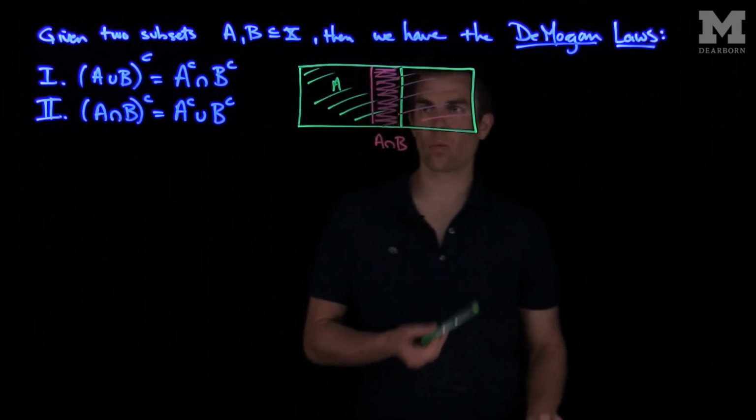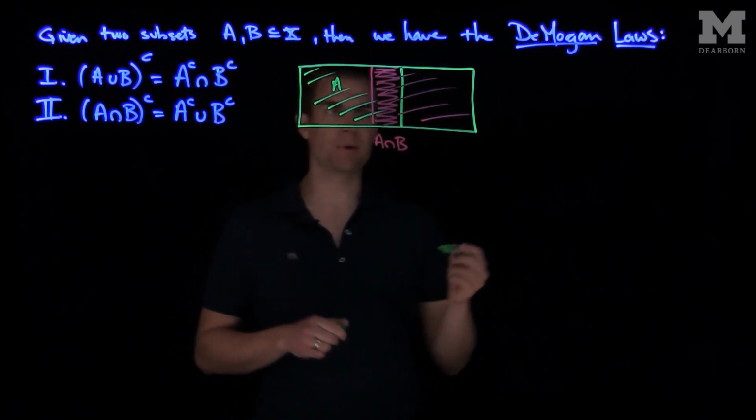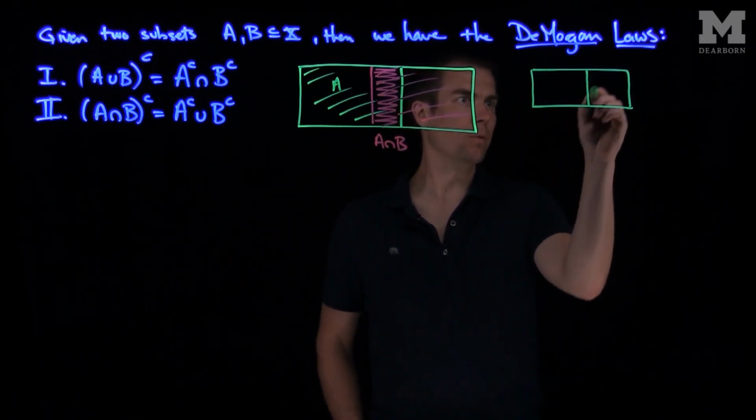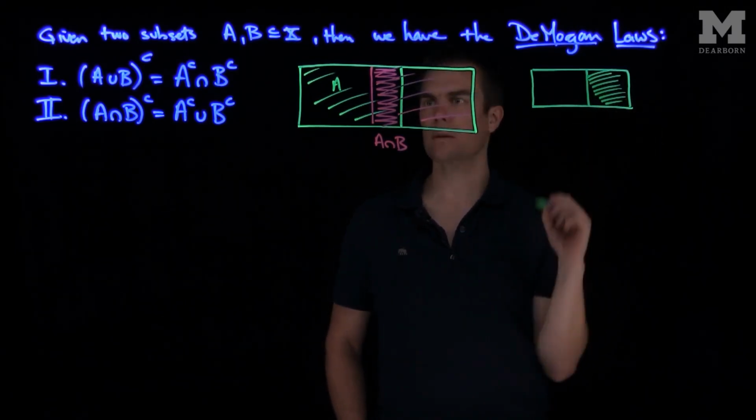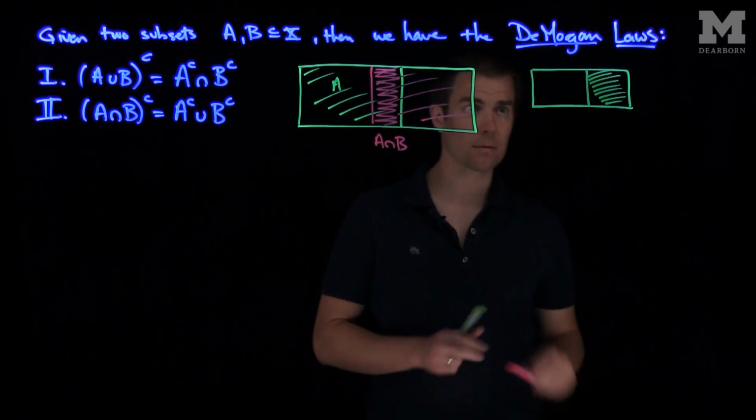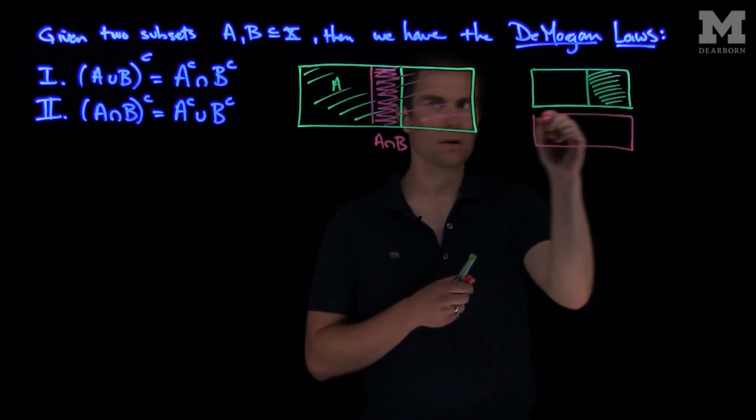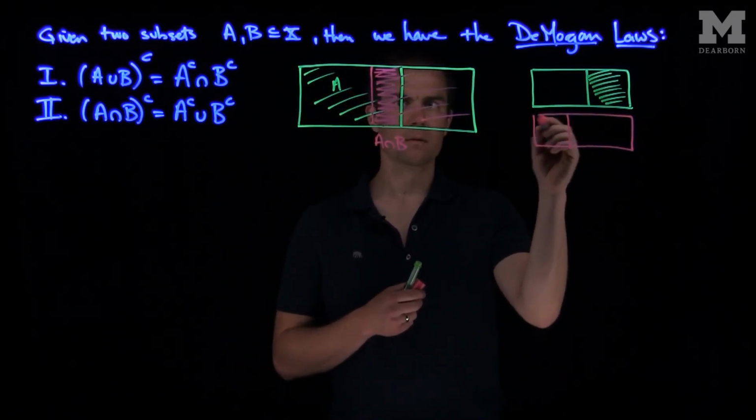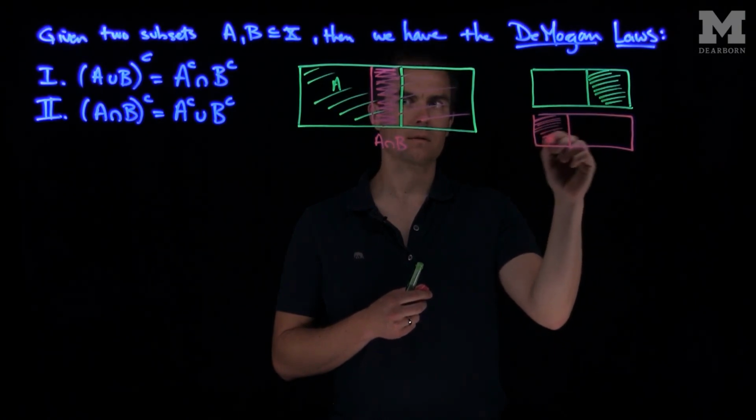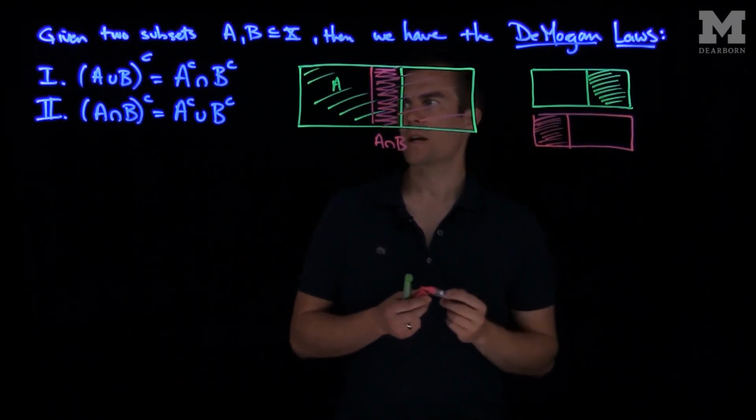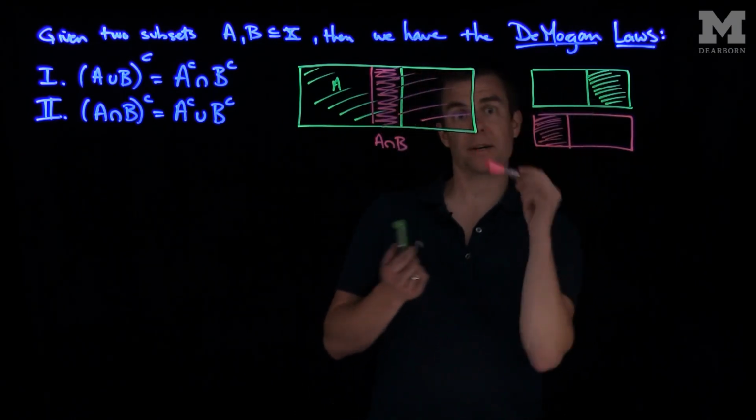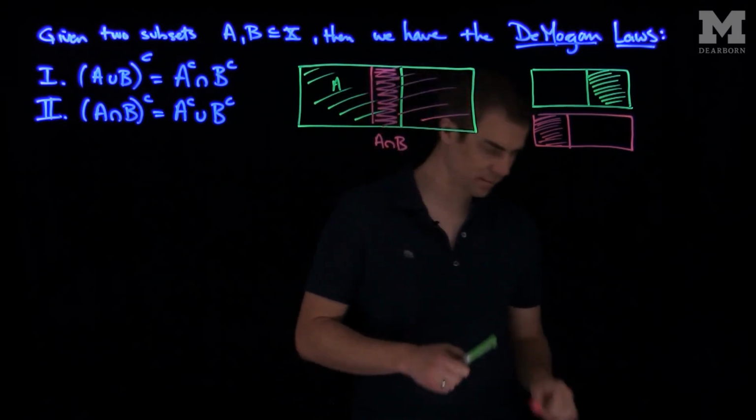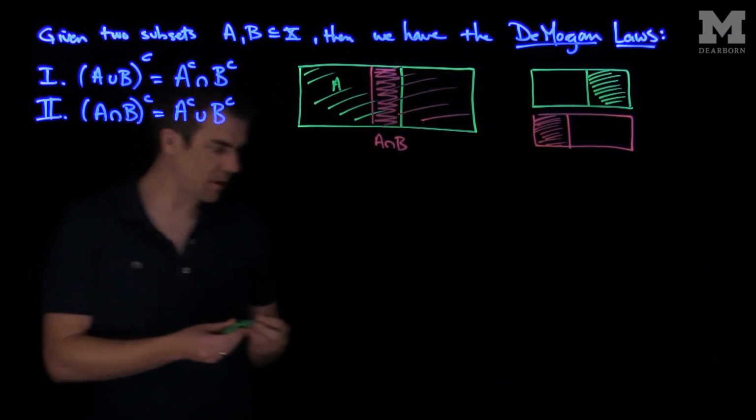And so now we ask the question, well, what would A complement intersect B complement look like? Well, A complement in this drawing would be this part over here. And B complement in the same drawing, if B is over here, then it would be right over here. In this case, we see that A complement intersect B complement is empty. There's nothing there. So here, in this example, A complement intersect B complement is empty. So we can prove these things mathematically as well.